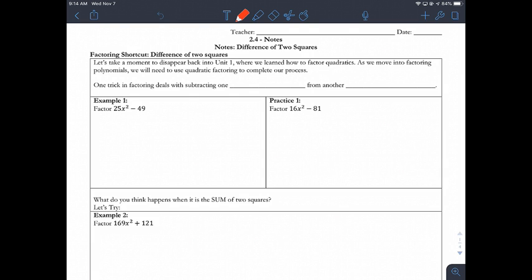One trick in factoring deals with subtracting one perfect square from another perfect square. All right. The trick here is that a squared minus b squared is going to be equal to a minus b multiplied by a plus b.